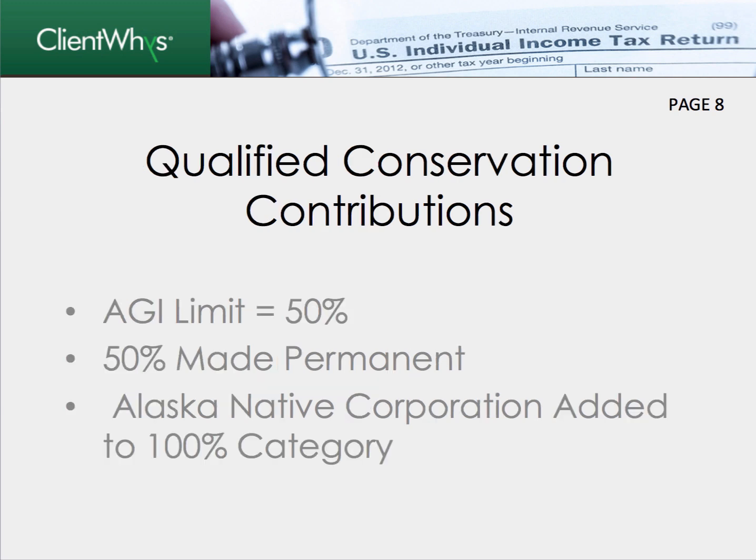Next up, we have the qualified conservation contributions. I'm sure not too many of you get involved with this, but I thought I would touch on it anyway. Normally qualified conservation contributions would fall in the 30% of AGI category, but they temporarily put that in the 50% category, and now they've made that permanent. In addition, in the same bill they moved the Alaska Native Corporation up into the 100% category. So if you're an Alaskan taxpayer, that might be of interest to you.